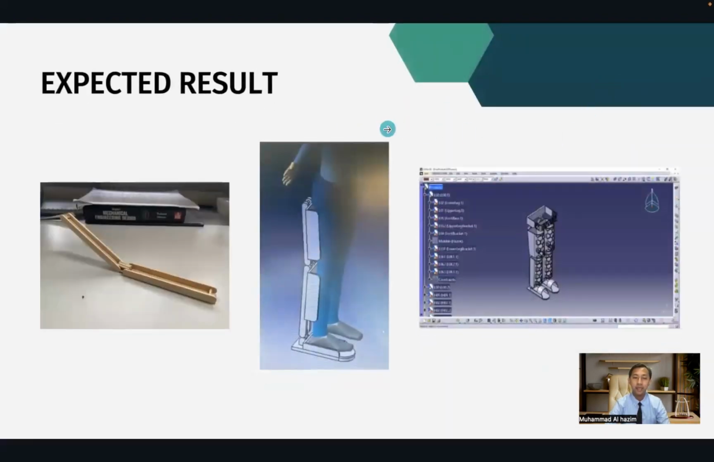These are the expected results in the design and analysis. For the first figure, we show the understanding of the concept of the joint. After I understood the concept of the joint, I started to create a simple concept of the exoskeleton, and I got advice from the supervisor and started the final design, which is this one. This is the final design of my exoskeleton.